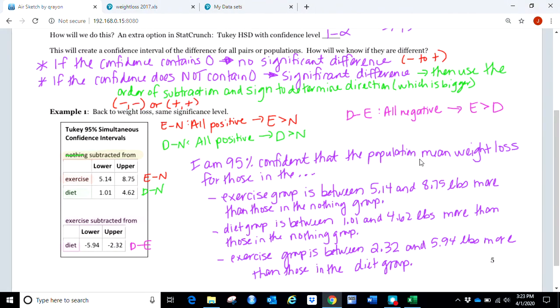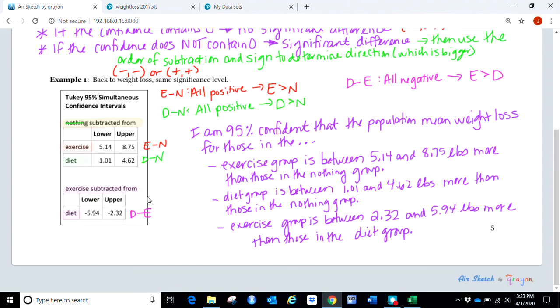So in our example here, all three of the intervals did not contain 0. So all three of them showed a difference. There might be a time though when we have a confidence interval that actually contains 0. If it were to contain 0, there's no significant difference, so I would not interpret that difference. We will get to see that in the next example.